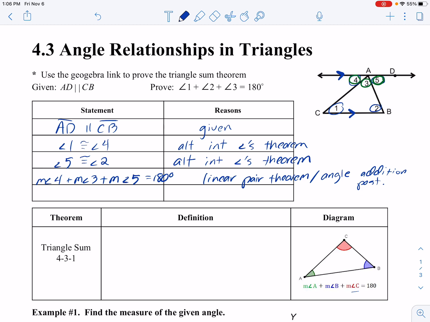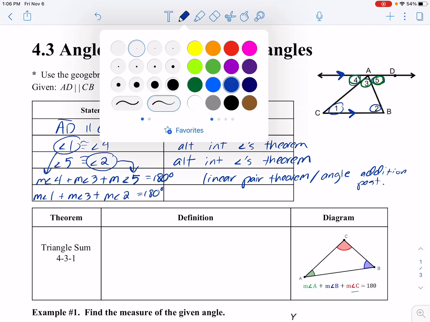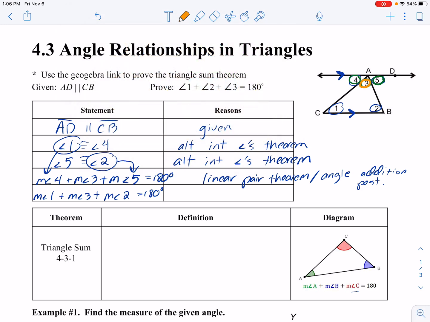Finally, if 5 is congruent to 2, then we can substitute 2 in for 5. If 1 is congruent to 4, we can substitute 1 in for 4, and now we have 1 plus 3 plus 2 equals 180 degrees. Those are the three interior angles of a triangle, which means the three interior angles of a triangle will always sum to 180 degrees. We just use substitution here. And now we'll go state that theorem.